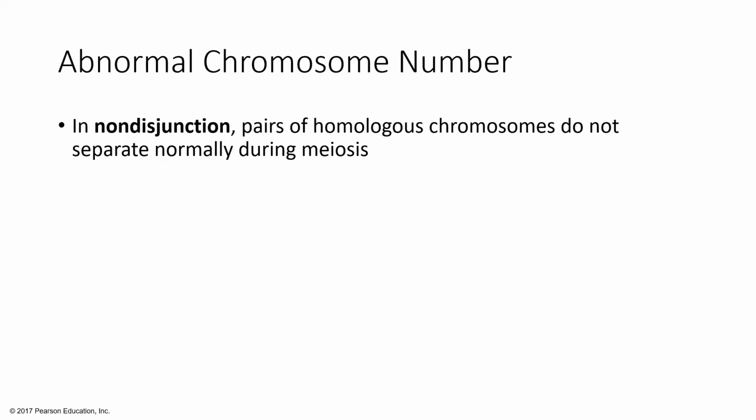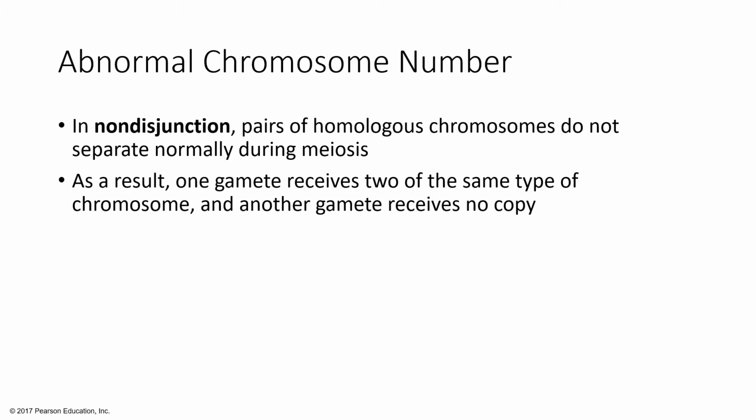Now, anything that changes overall chromosome number is going to be this idea of non-disjunction. So what we normally see is separation of homologous chromosomes during meiosis. Non-disjunction is going to change that by not having normal separation occur. So in general, what this means is that one of the gametes is going to get 2 copies, and another one of these gametes will receive no copy of that particular gene.